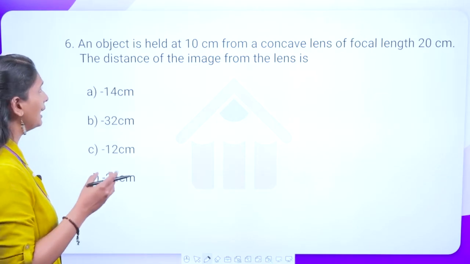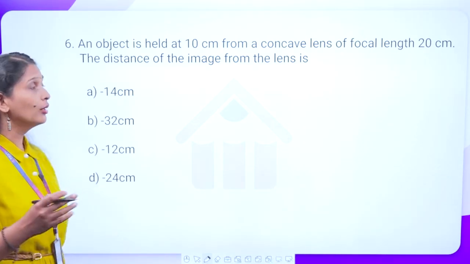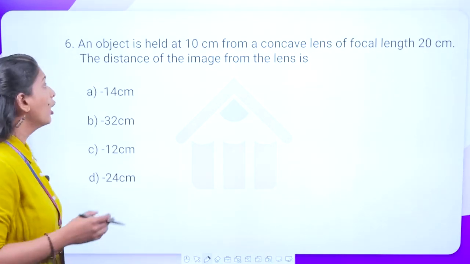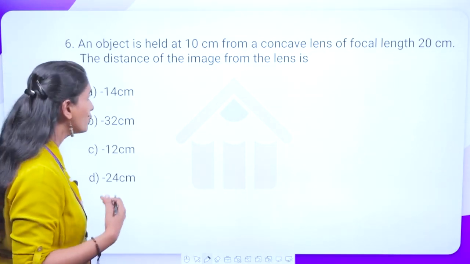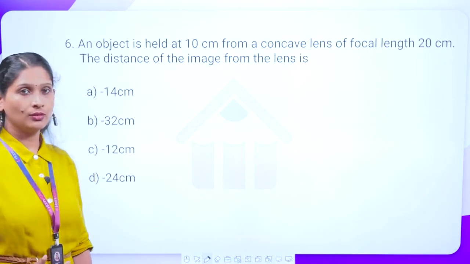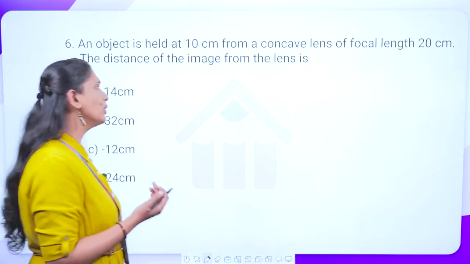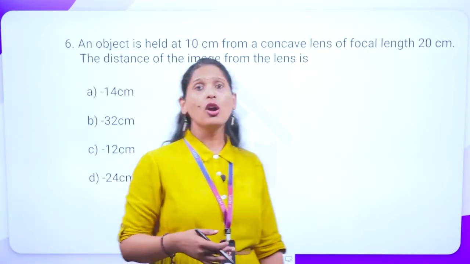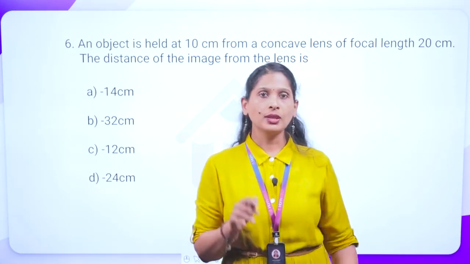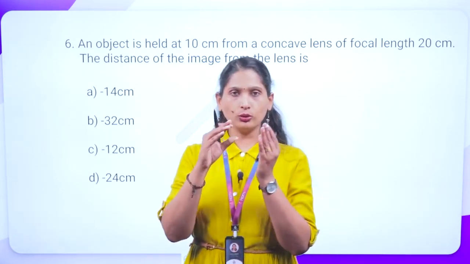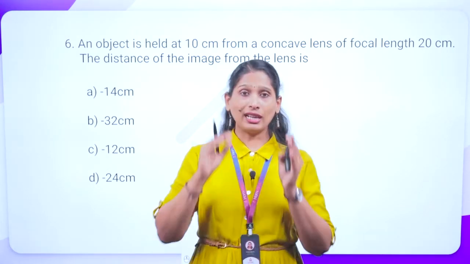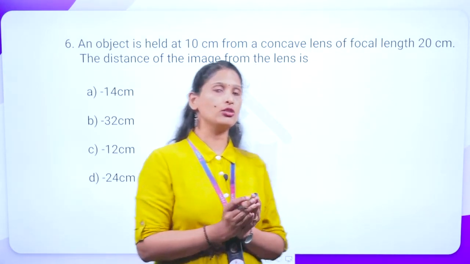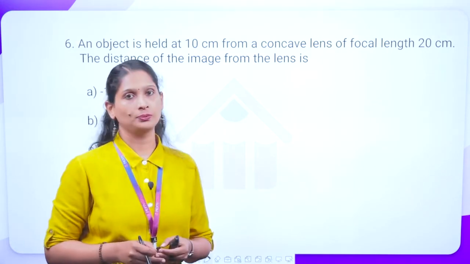An object is held at 10 centimeter from a concave lens of focal length 20 centimeter. The distance of the image from the lens is. So, this is your question. Whenever you have such questions to approach, always do either of one thing. Either note down what all things are given while reading the question itself, or give a diagrammatic representation of it and analyze what is given.